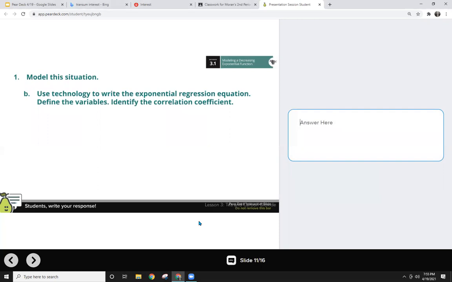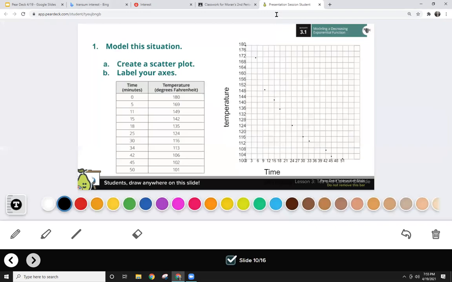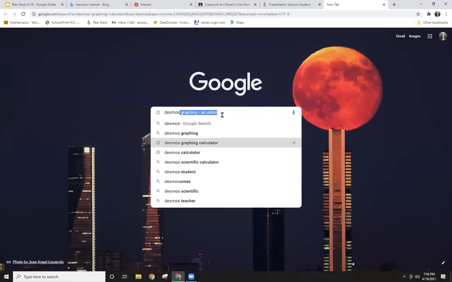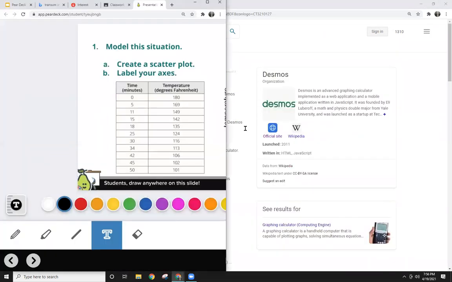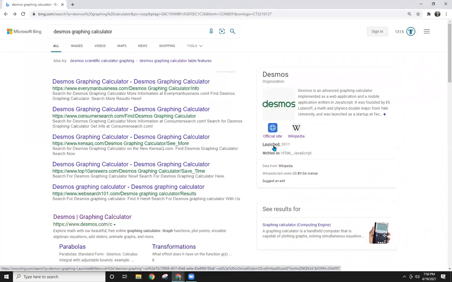Okay, use technology to write the exponential regression equation, define the variables, identify the correlation coefficient. Okay, so we're gonna use Desmos graphing calculator. So let me open that. That's not what I want. Let's see, Desmos graphing calculator. There we go.